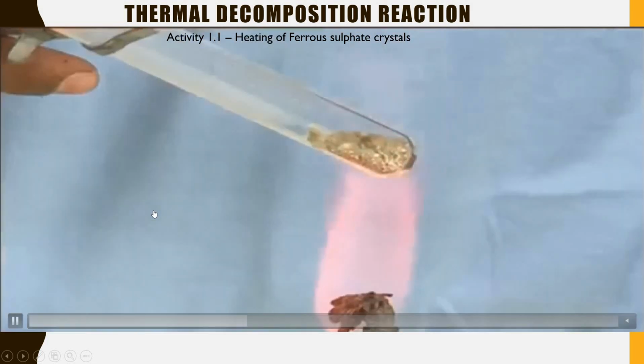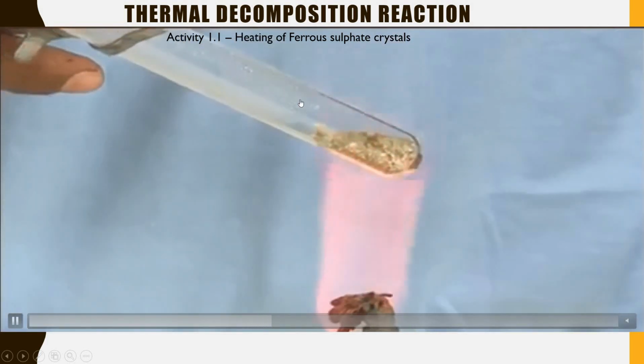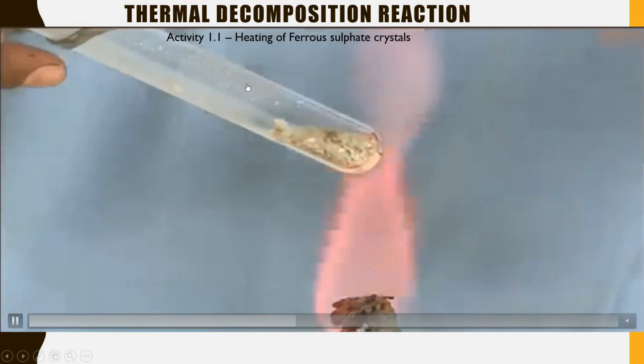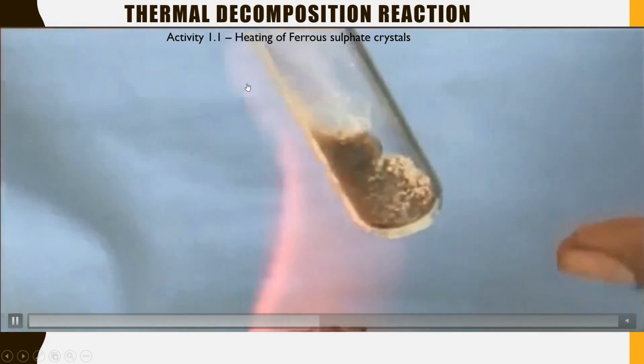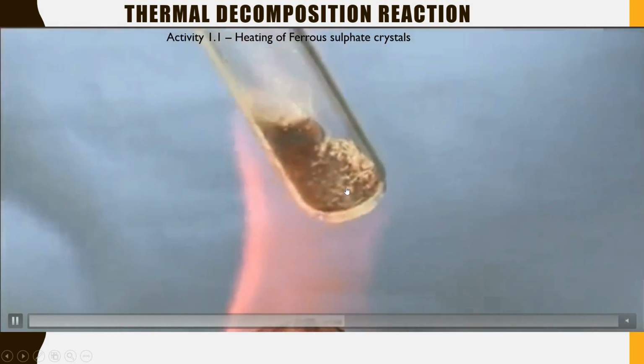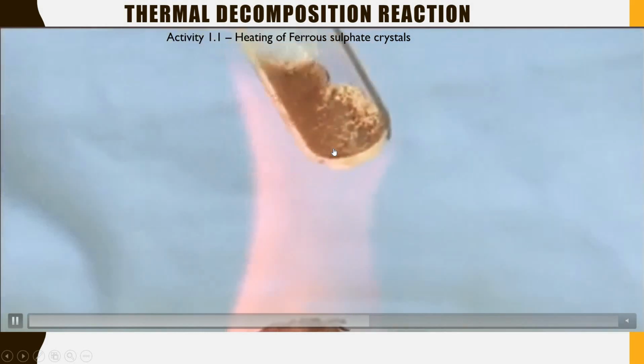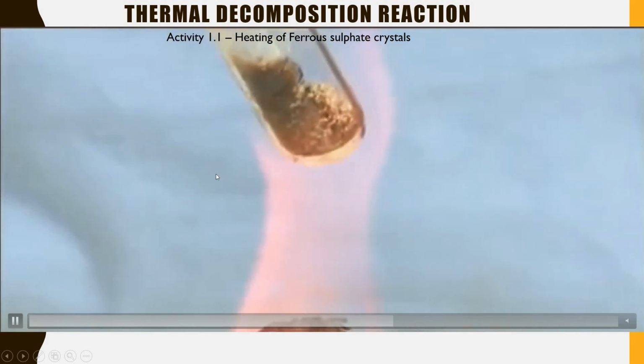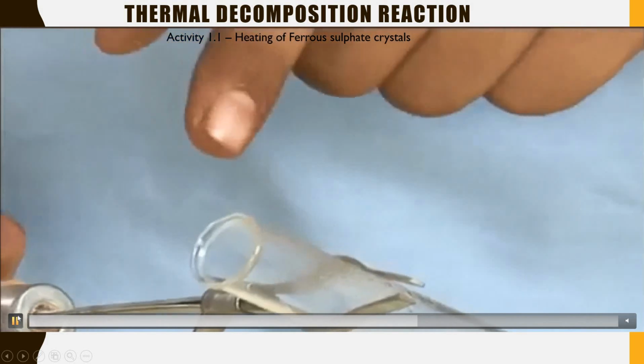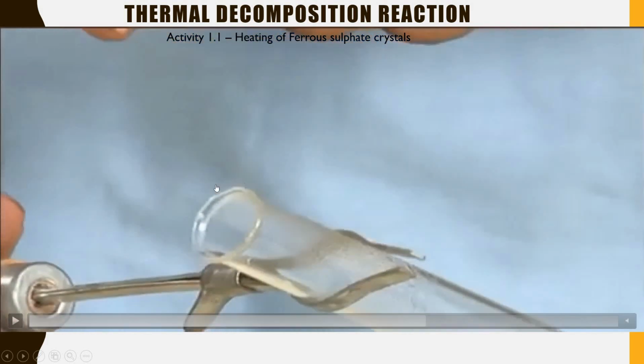Initially, you will observe the crystals are decolorizing as water molecules are produced due to the loss of water of crystallization. Later, it will turn into ferric oxide and gases of sulfur oxide. These gases can be observed near the mouth of the test tube as colorless white fumes. These gases are toxic and have a pungent smell. So, we should stay away from these gases.